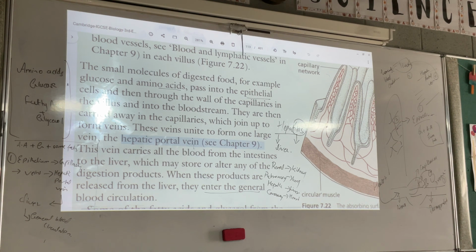It's like the hepatic portal vein is a connection between the liver and the small intestine. That's why it's called the hepatic portal vein.